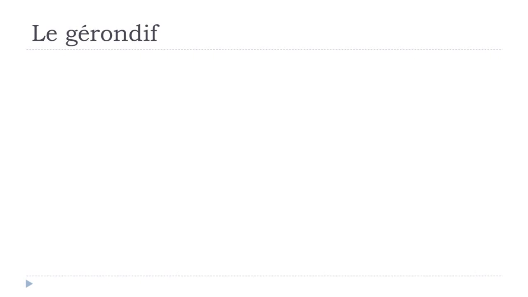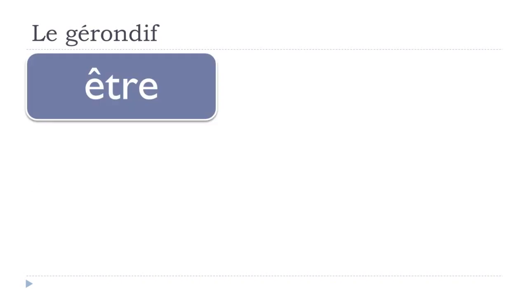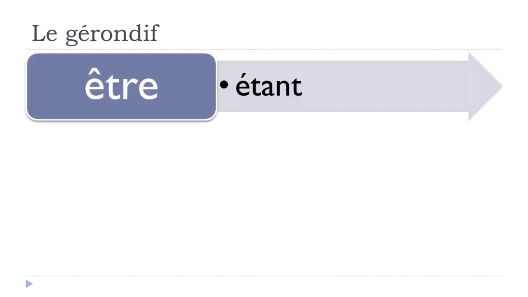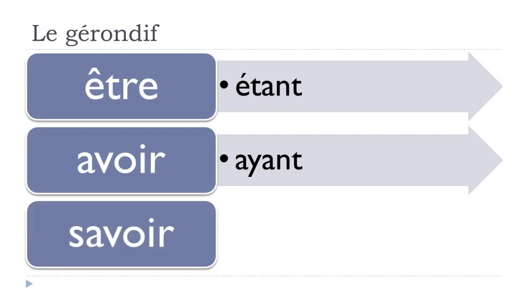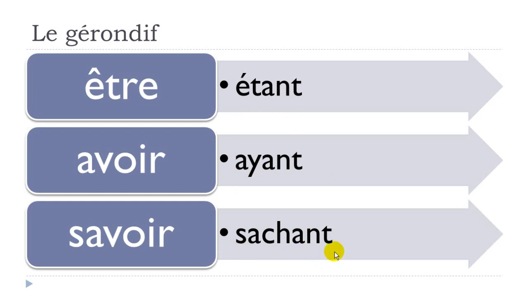Of course, we've got exceptions, only 3, and that's a good thing. The first one is être, to be, so it will give you étant, so this is the participe présent form. Avoir will give you ayant, avoir is to have, and then savoir, to know, will give you sachant. Okay, so only 3 exceptions, and it's a good thing in French, because normally we've got more exceptions, so only 3. Être, étant, avoir, ayant, savoir, sachant.